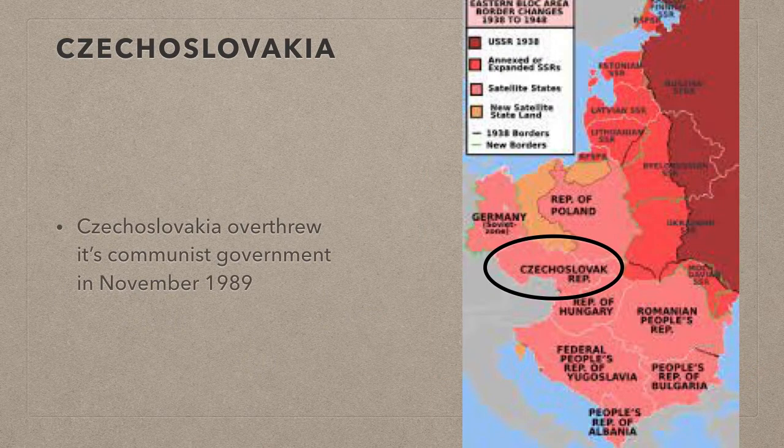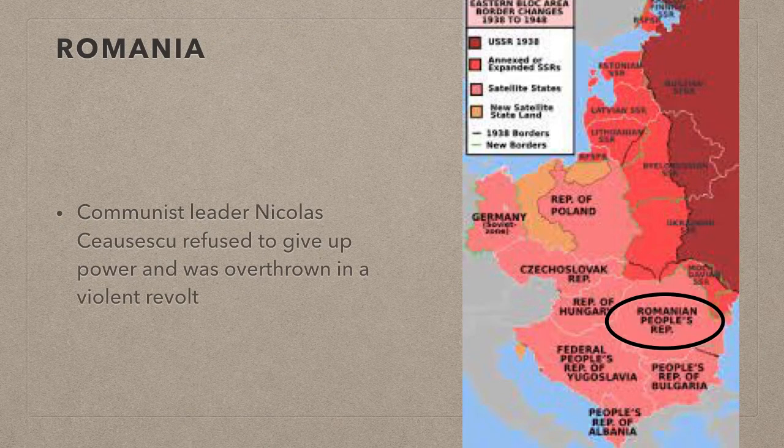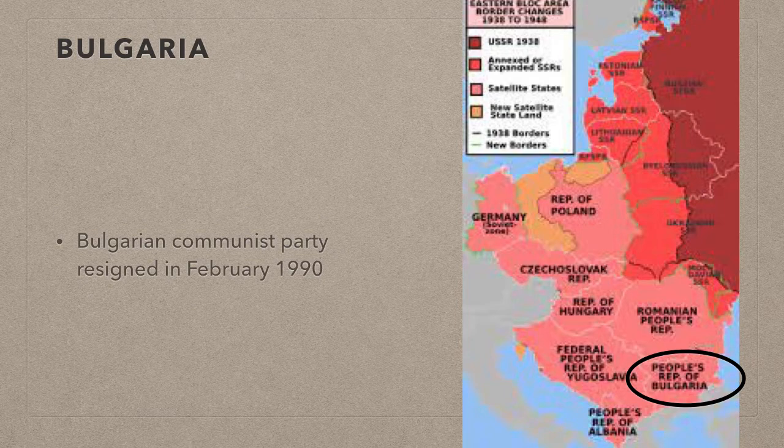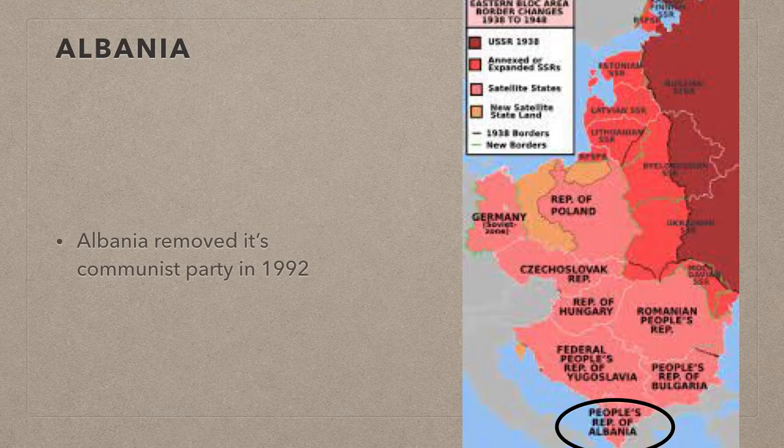Czechoslovakia, in turn, overthrew its communist government in November of 1989 also. In Romania, communist leader Nicolae Ceausescu refused to give up power and was overthrown in a violent revolt. Bulgarian Communist Party was forced to resign in February of 1990, and Albania removed its Communist Party in 1992.